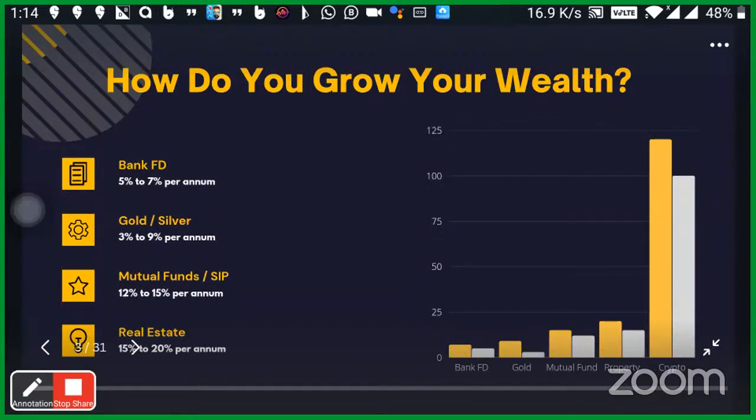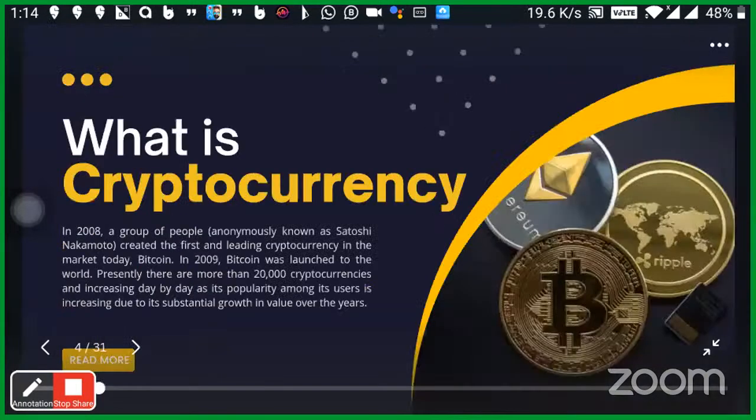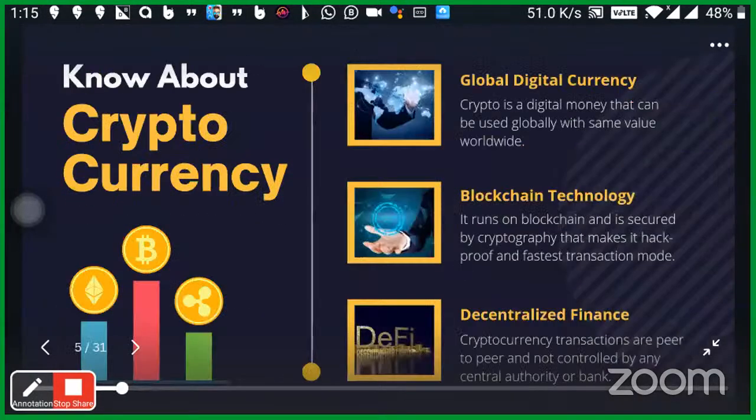That is why people all over the world are seriously researching how we can earn from cryptocurrency. We all know what cryptocurrency is. It is basically a global digital currency that works all over the world at the same value. It works on the internet, and it doesn't have any physical form that you can touch or store. It is digital money that works globally. It runs on blockchain technology.